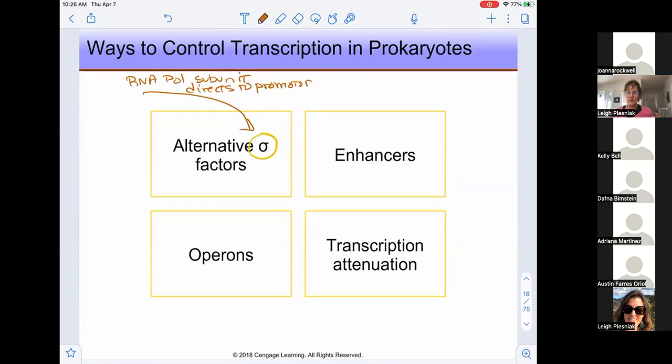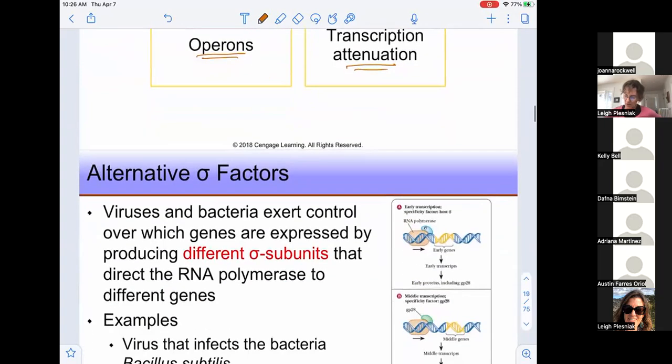So it turns out, well, I think it will show next. It turns out there are different sigma factors. There's enhancers, which promote transcription. There are operons, which are collections of genes that are transcribed together or not. And then there's transcription attenuation, where transcription of a set of genes starts, but then gets terminated early.